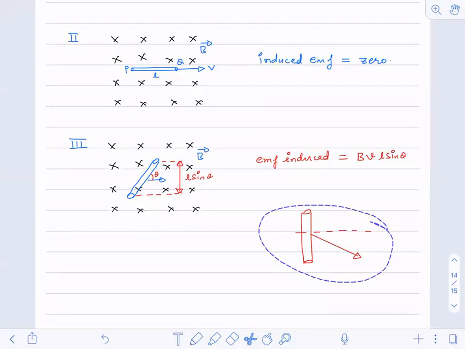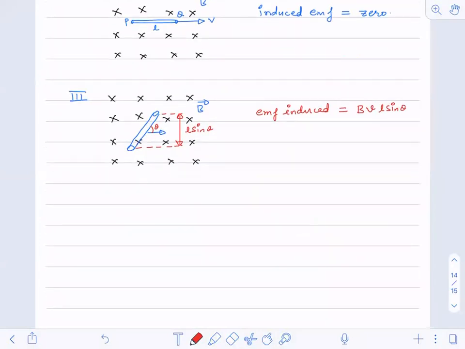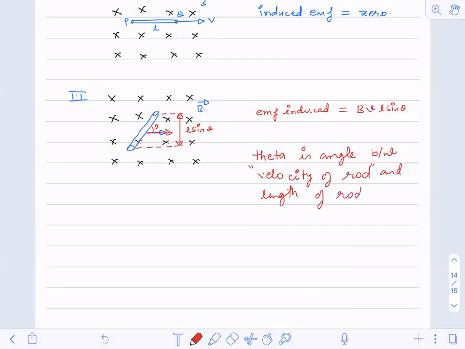So along the length of the rod and whatever is the velocity. I'm writing that also, so you should not get confused. Theta is the angle between the velocity of the rod and the length of the rod. Where is the velocity? In this direction. See here, the angle between the velocity of the rod and the length of the rod. Where is the length of the rod?